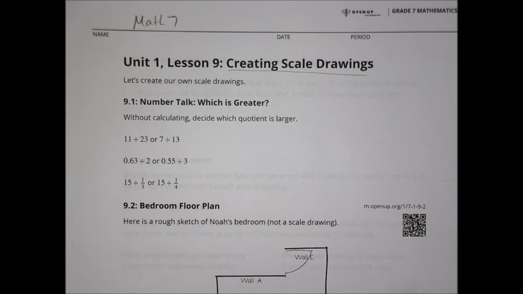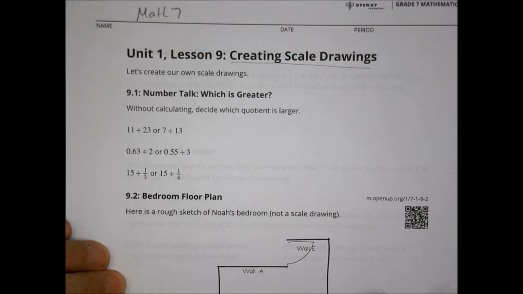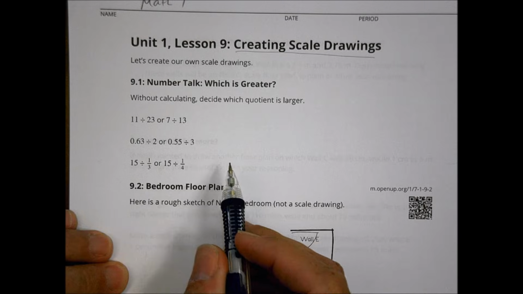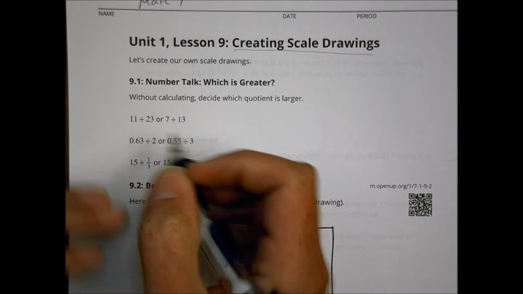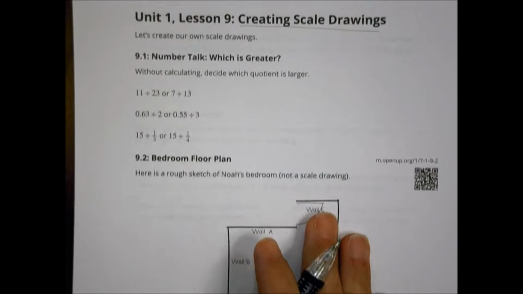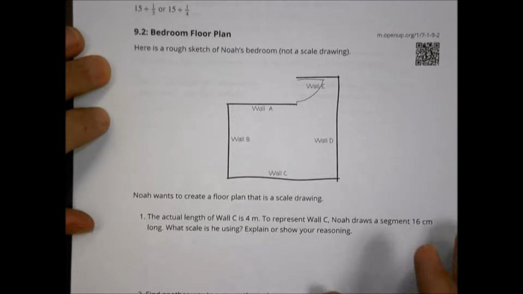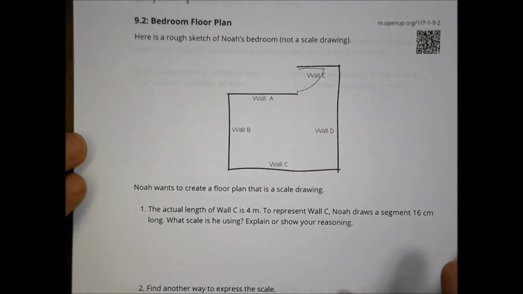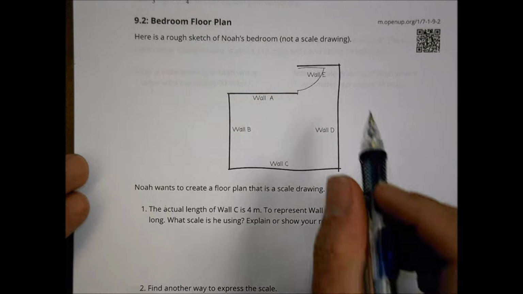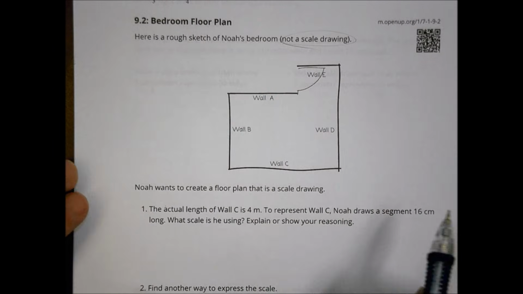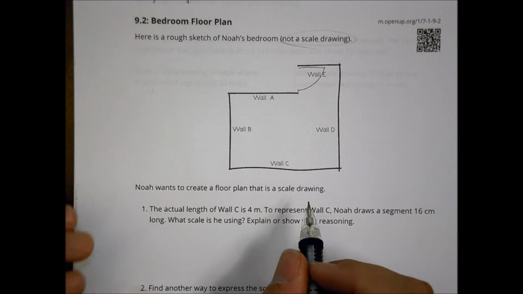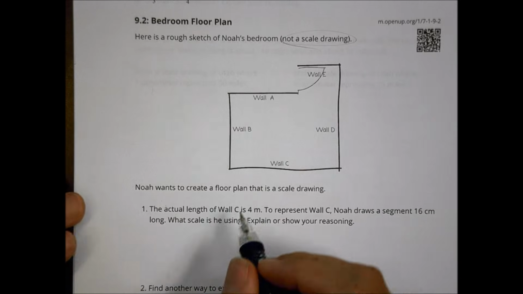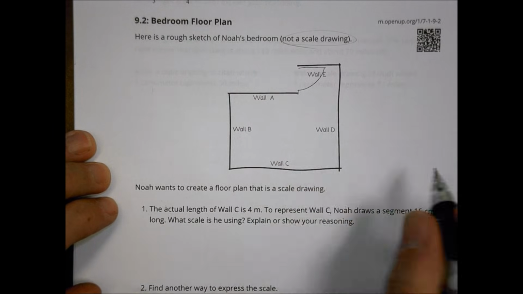And so today in class, what you began to look at, first of all, was some number talk, looking at what happens when we divide by a large number or a smaller number, playing with some decimals and fractions. Then you moved into a section where you had a sketch of Noah's bedroom, which was not a scale drawing. And he wanted to create a floor plan that is a scale drawing. He said the actual length of the wall C was 4 meters.